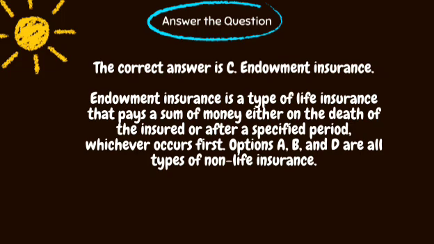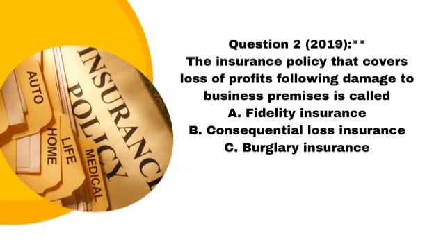Endowment insurance. Endowment insurance is a type of life insurance that pays a sum of money either on the death of the insured or after a specified period, whichever occurs first. Options A, B, and D are all types of non-life insurance.